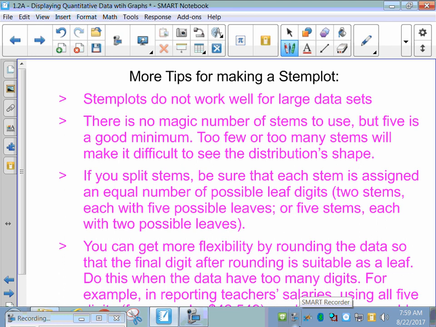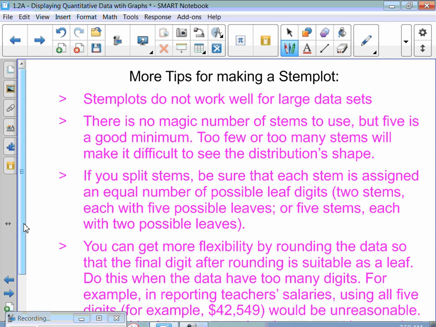Okay, don't use stem plots for large sets of data. It just is way too many numbers, all right? There's no magic number of stems because you can do less or more, but 5 is a good minimum, all right? Too few or too many make it difficult to see the distribution's shape. If you split stems, be sure that each stem is assigned an equal number of possible leaves. So just make sure when you split them, it makes sense how you split them.